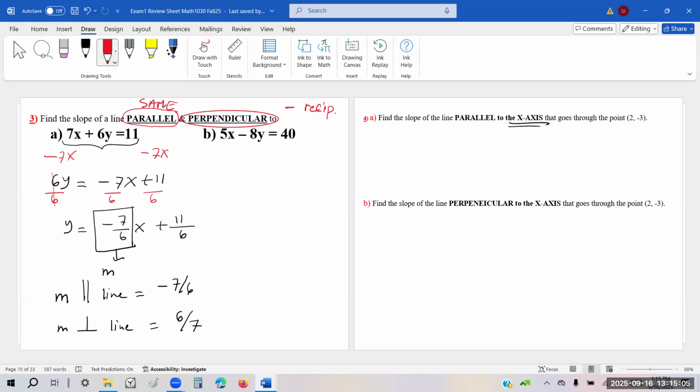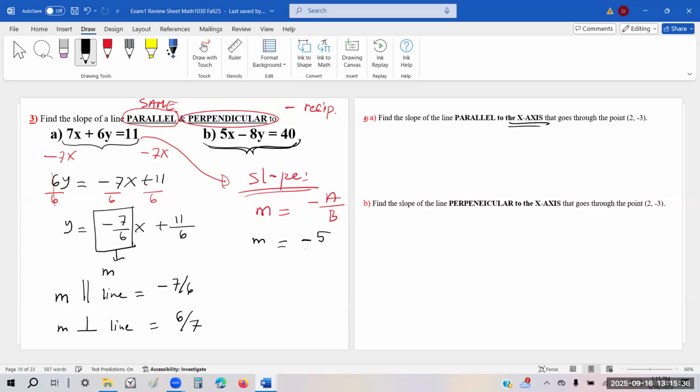Or there is another method to find the slope easily. You just have to remember the slope is negative a over b. If you can remember that, you don't have to do all this work. You can directly find the slope. So using this method, can you tell me what would be the slope of this line? Negative a over b. So we have a negative. What is a in this equation? 5. And how much is the b here? Negative 8.